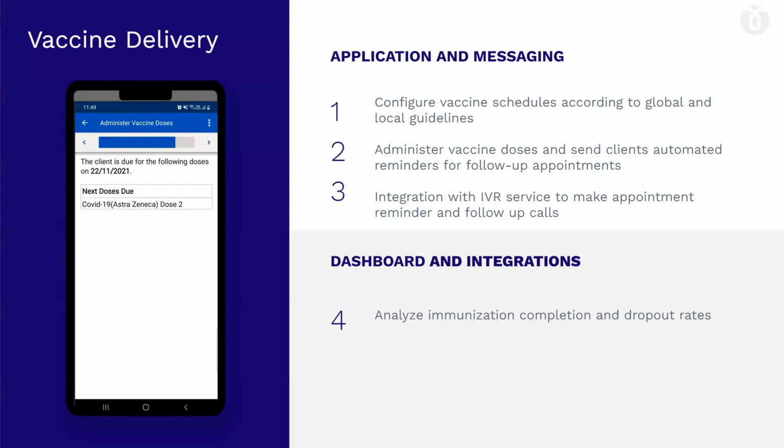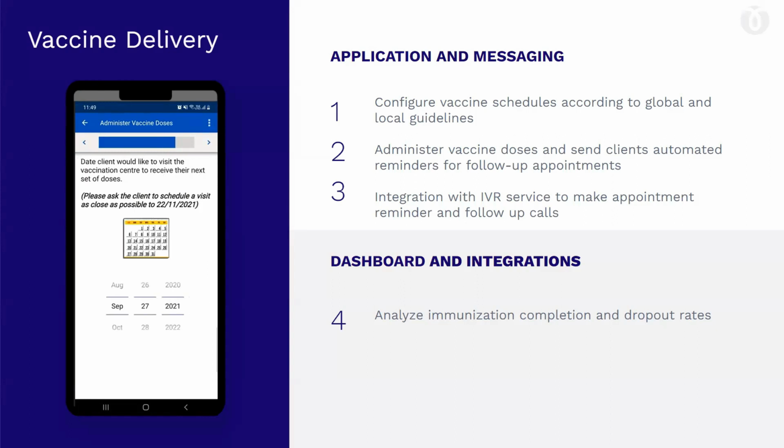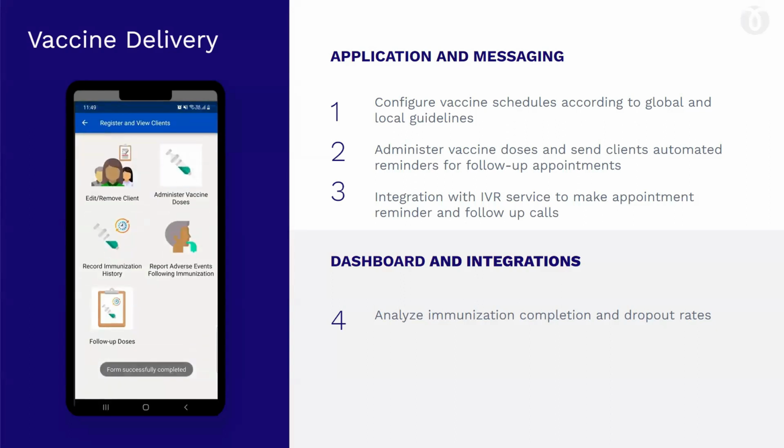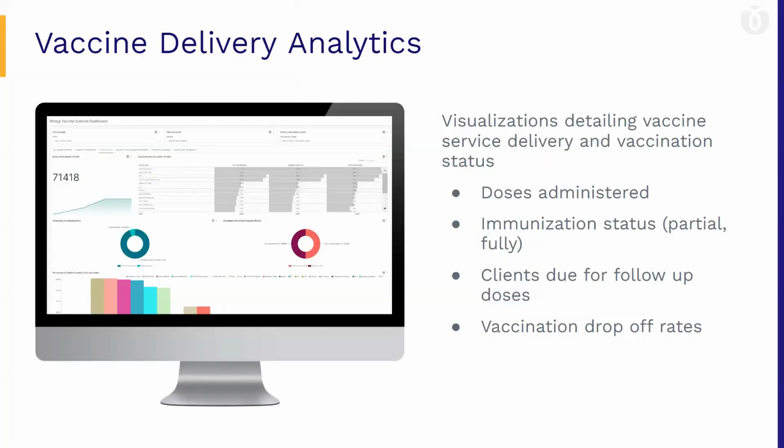However, partners can replace the vaccination schedule with their own requirements through a simple Excel file upload. The workflows will automatically calculate eligibility criteria based on the partner's vaccination schedule. Using vaccine delivery data, the dashboard shows a summary of how many vaccines have been delivered along with a vaccination status and drop-off rates for a client population.